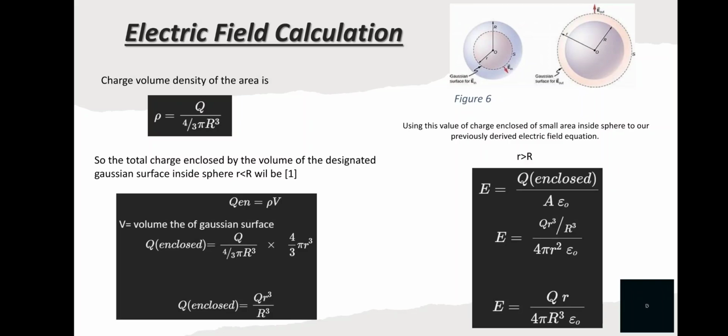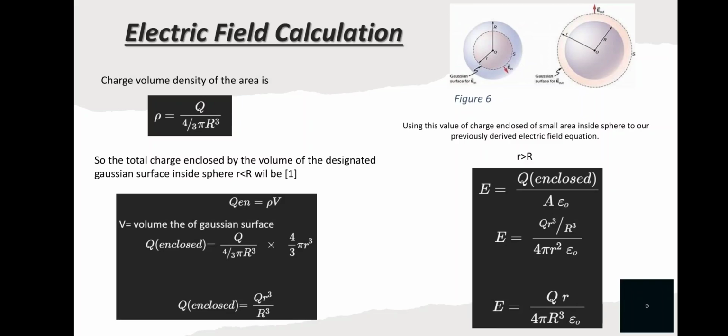The charge enclosed by the inner Gaussian surface depends on the volume charge density rho, which is the total charge Q divided by the volume of the sphere, 4 pi R cubed divided by 3. Using the volume charge density, the enclosed charge is the density multiplied by the volume of the inner Gaussian sphere, which is rho times 4 pi r cubed divided by 3. Performing the calculation gives us the enclosed charge as Q r cubed divided by R cubed.